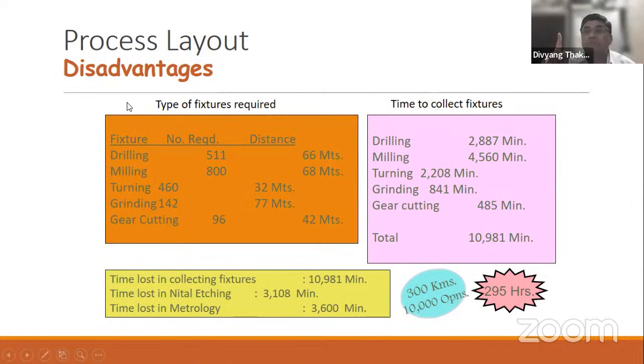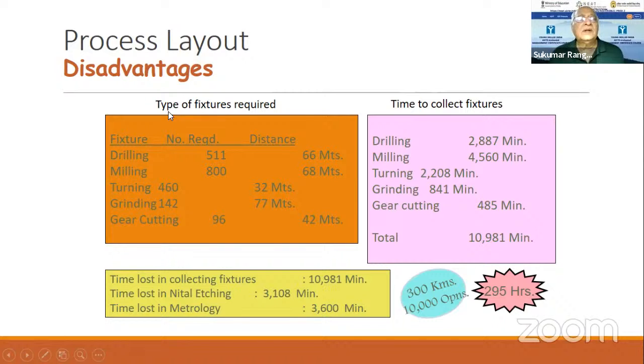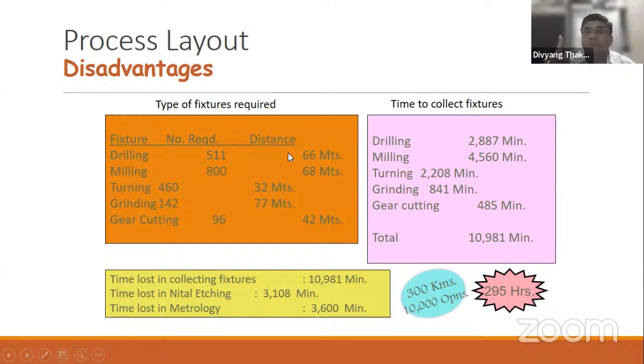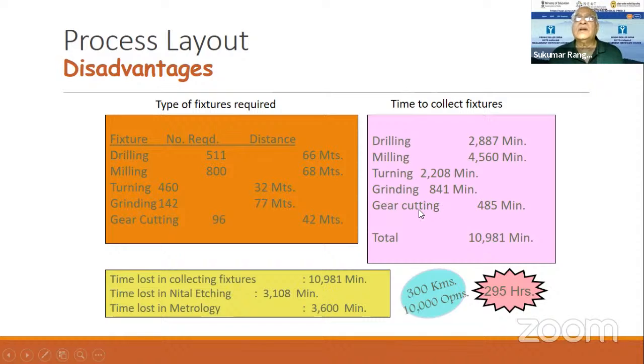Process layout, disadvantage. Types of fixtures required, there are more, like I said. Yes, use the correct drilling, milling, turning, grinding, gear cutting, whatever. Okay. So the distances from there is important. Time to collect those fixtures.